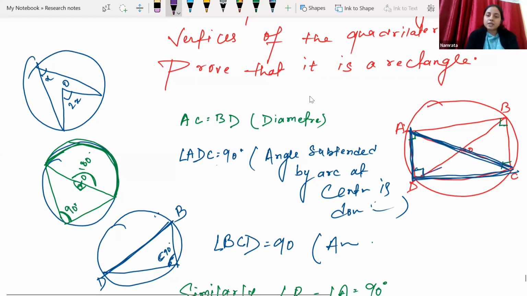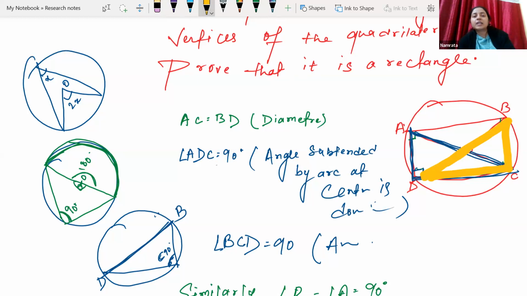Can we take this triangle? Let me take another color, otherwise it is just getting mixed up. Can we take this triangle also? And the blue one. And let's prove that these two are congruent.